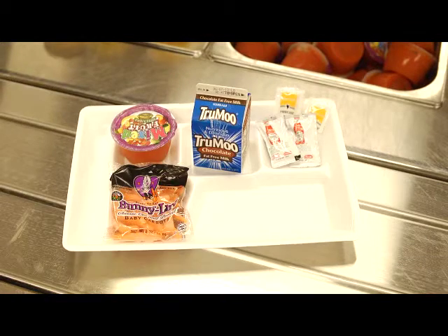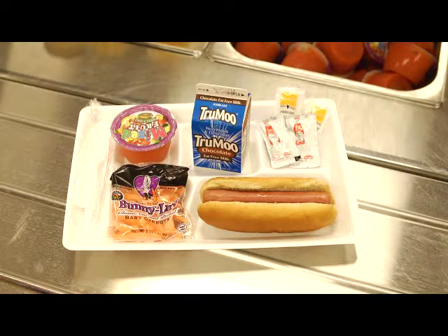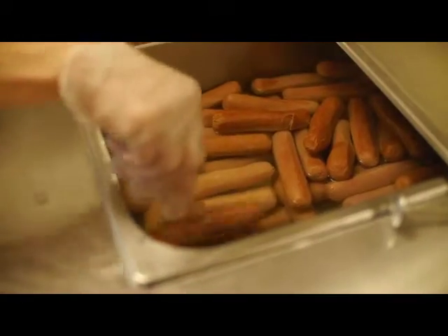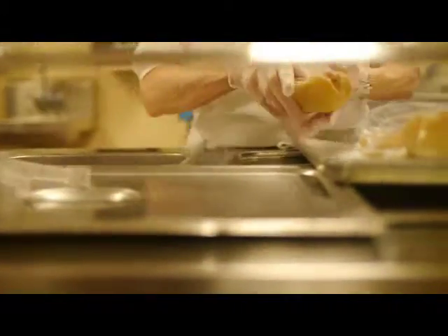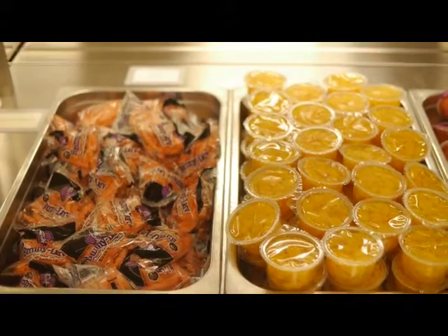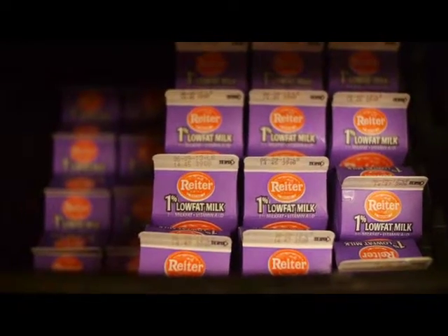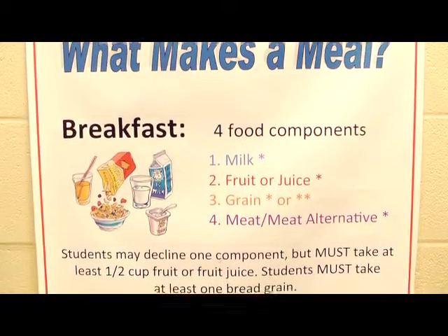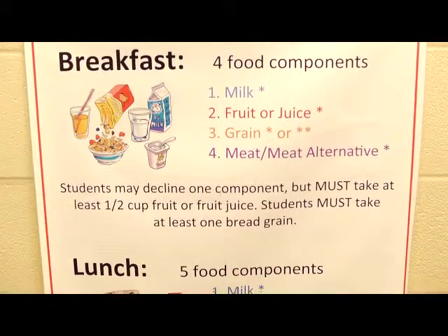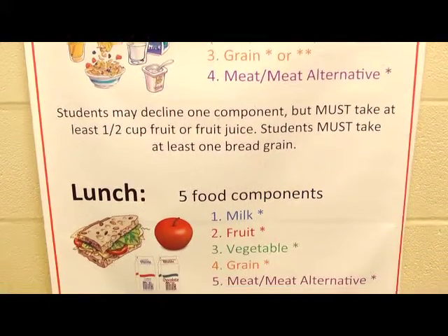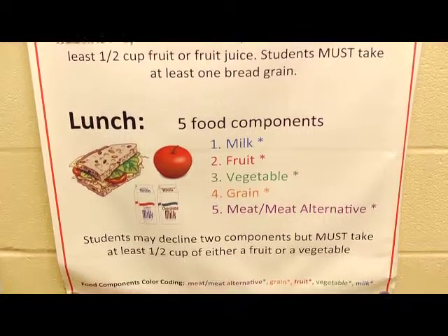So what makes up a lunch? A lunch is made up of 5 components: the meat or the protein, a bread, a fruit, a vegetable, and a whole milk. So there's 5 components that make up a standard lunch. Students can decline 2 of those components, but they must take a fruit or a vegetable in order for it to be called a lunch.